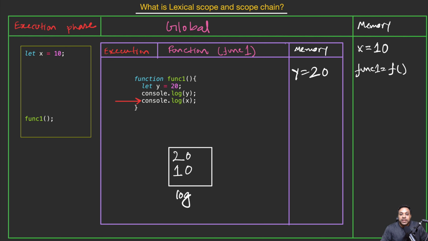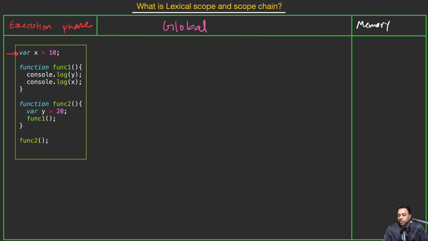Now the question is how the parent will be determined. That depends on the lexical scope. So let's get into that. Well, to explain lexical scope and scope chain, I have taken here a simple piece of code. There is basically a variable in the global and two functions, and I have called the function here. And function 1 has been called inside function 2.